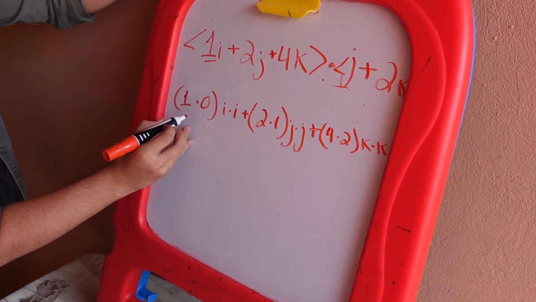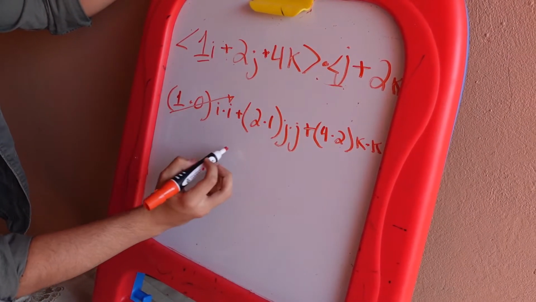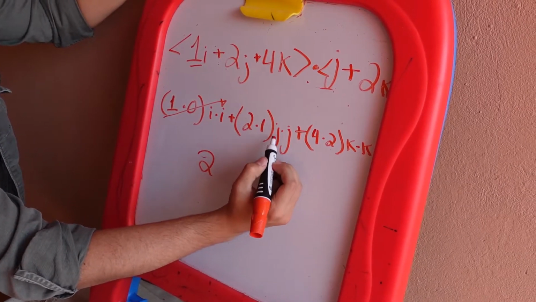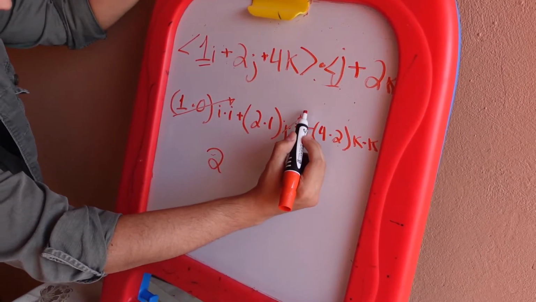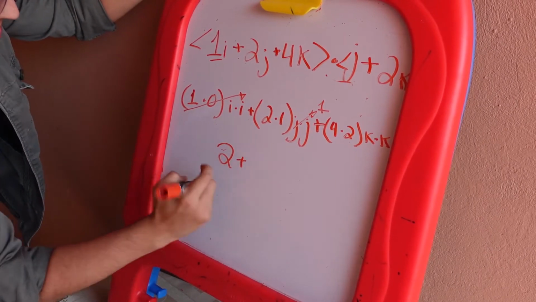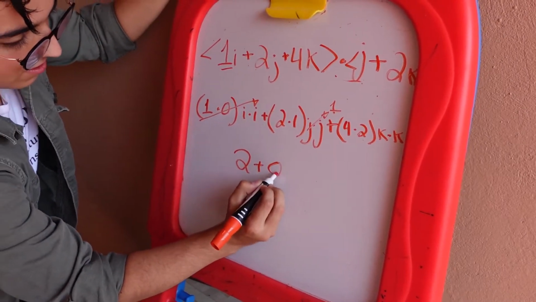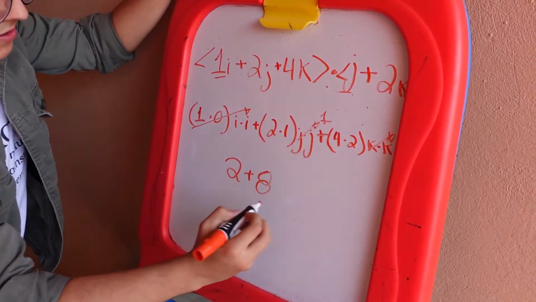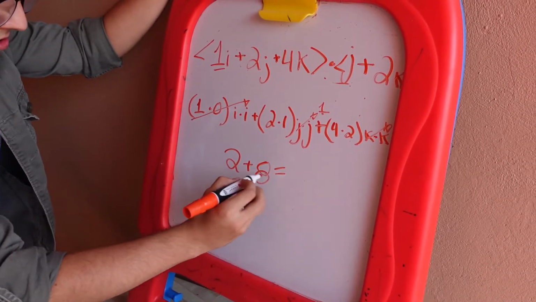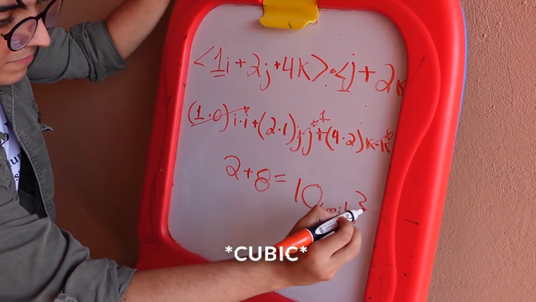So here the i gets cancelled out with this 0. The j's, we will get 2, and since it's like j times j, this goes up to 1, so we just got these 2, and plus 8, and same story with the k. So the final volume of this figure is 10 cubic units.